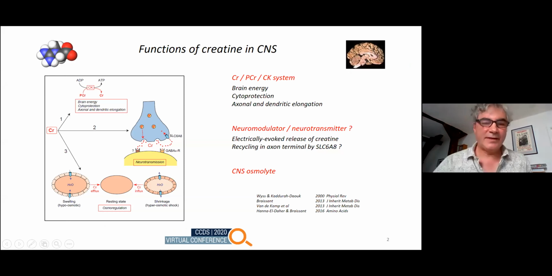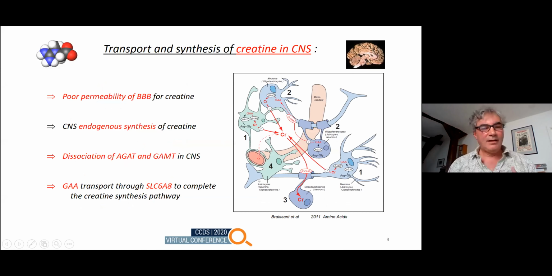Very rapidly, as an introduction, just to remind you that creatine is not only very important, of course, for the regeneration of high energy phosphates in the cells, but it may also be a neuromodulator or even neurotransmitter, and it is one of the important osmolytes of the brain. You know that the blood-brain barrier has a very poor permeability for creatine, so it's difficult to enter creatine from the periphery, and the brain needs, at least for a part of it, an endogenous synthesis for creatine.